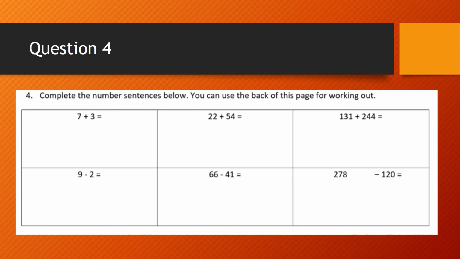That's our addition. The next row down starts with 9 take away 2. The next one is 66, take away 41. And lastly, 278, take away 120. You can go back and look at any of the work that you've done at home and our YouTube videos.